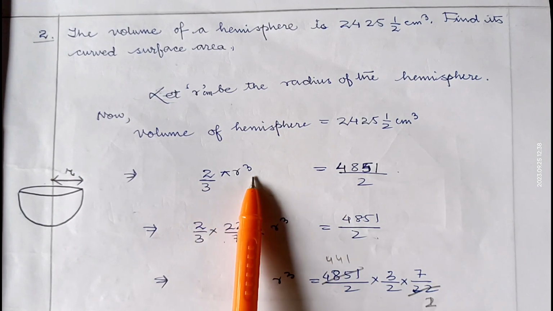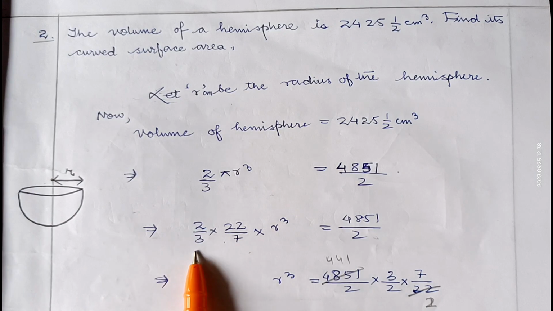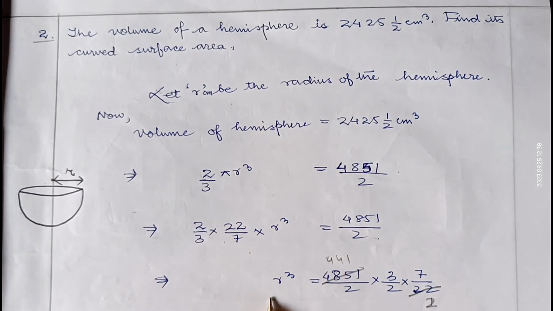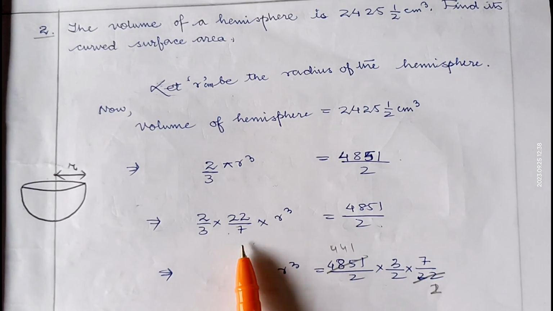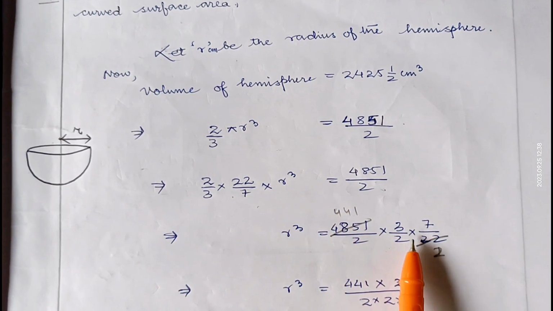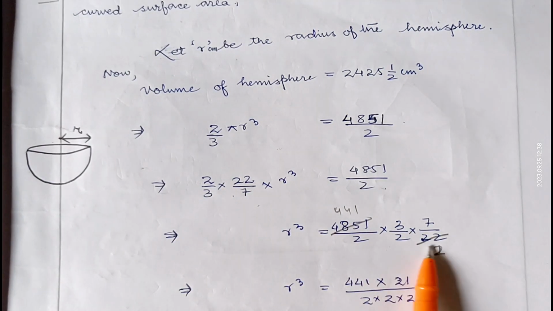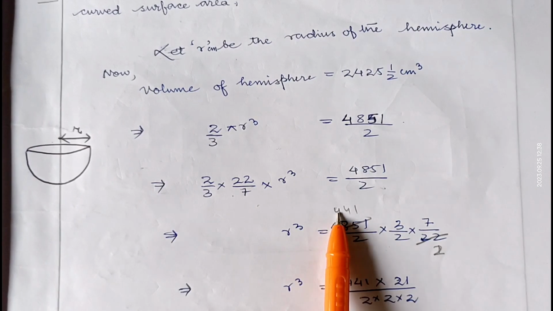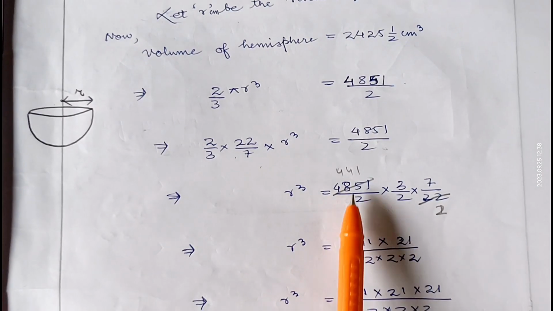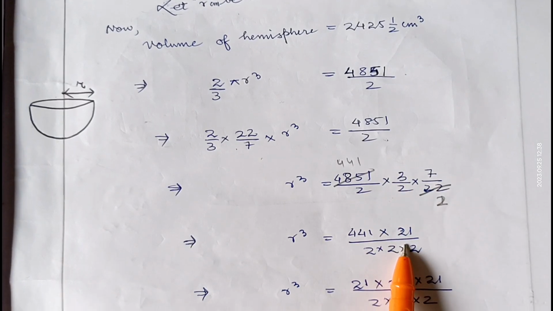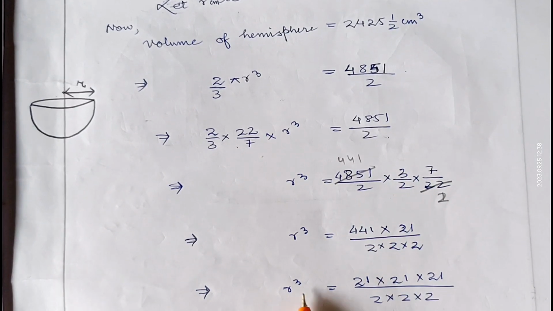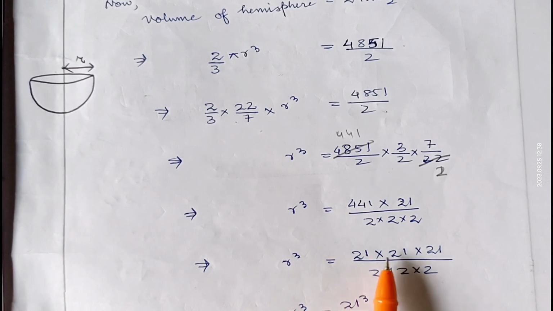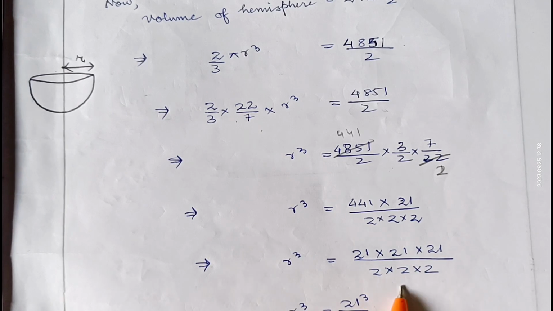So 2 by 3 pi r cube is 4851 by 2. 2 by 3 pi is 22 by 7 into r cube is 4851 by 2. So r cube will be 4851 by 2. If I cross multiply, this 3 and 7 will go in the numerator, 2 and 22 will come in the denominator. If I cancel by 11, 11 twos are 22, 11 times 441. So r cube is 441 into 3 into 7, 21 by 2 into 2 into 2. So we can write r cube is, 441 is the square of 21, 21 into 21 into 21 by 2 into 2 into 2.